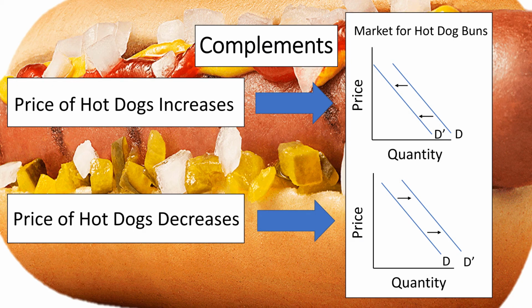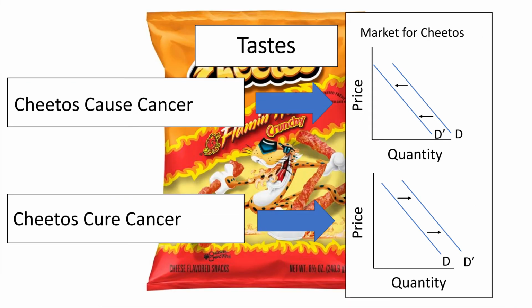Complements, in contrast to substitutes, are goods that go together. An example is hot dogs and hot dog buns. If the price of a good's complement increases, demand for the good in question will go down, since consuming the good with its complement is more expensive. Conversely, if the price of a good's complement decreases, consuming the good with its complement is cheaper, so demand will shift to the right. Tastes can also influence demand.